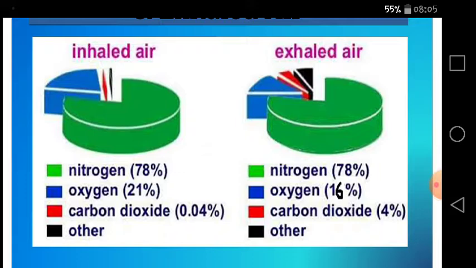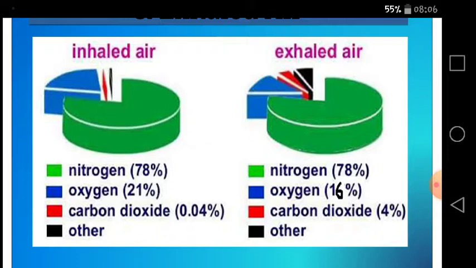While the exhaled air contains nitrogen 78%, because nitrogen is not diffused into our bloodstream. It comes back as it enters the respiratory system. Oxygen 16%, carbon dioxide 4%, and other contents are 1%. So this is the composition of inhaled and exhaled air.